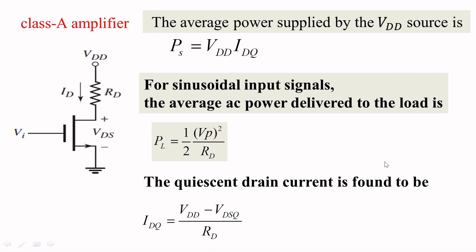Now we are going to derive the conversion efficiency, the power efficiency. I said clearly that efficiency will be in the range of 25 to 35, like a maximum.